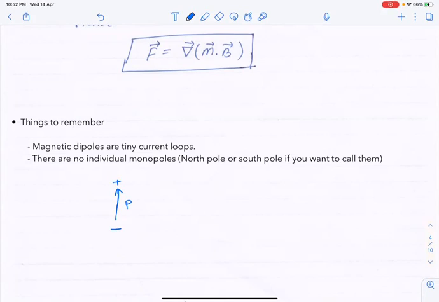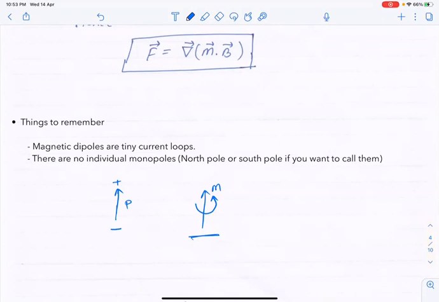However, in the magnetic case, you don't have such distinctions of monopoles. You may call it a north and south pole, but effectively, a magnetic dipole is nothing but a tiny current loop, and that gives rise to a dipole moment. So please keep in mind that magnetic dipoles are essentially tiny current loops. That's very important to recognize the distinction between an electric dipole and a magnetic dipole. You don't have individual magnetic monopoles.